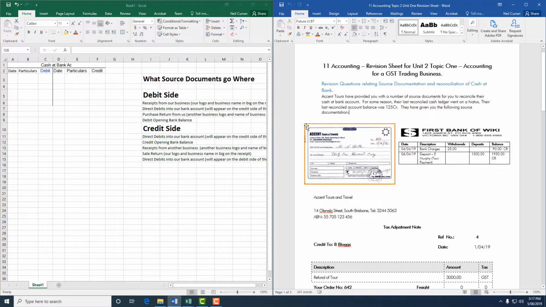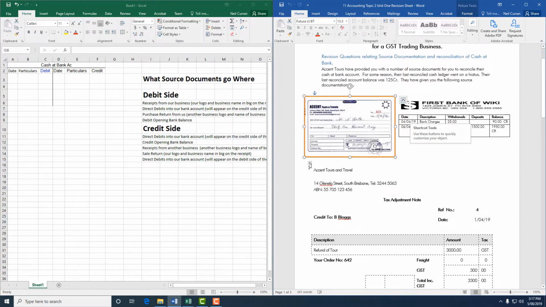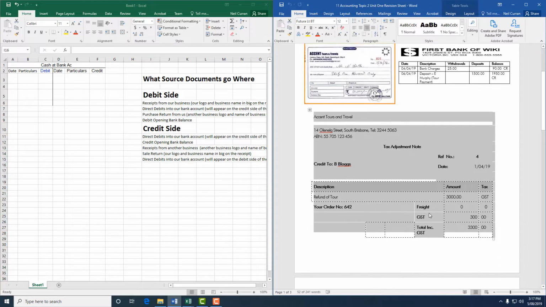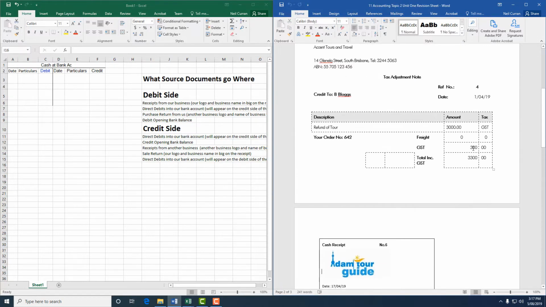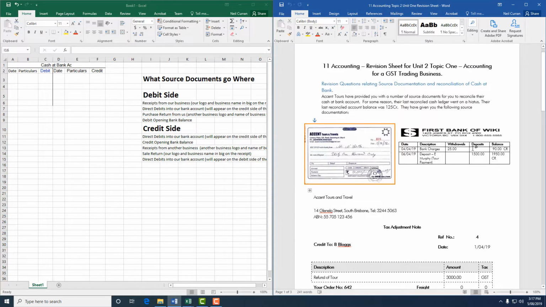Another being receipts from us, which is this one here. Another one being a sales return, which is this one here. And there are obviously some receipts from other businesses as well. So the first thing that you need to look at is where this source document is actually coming from. In order to do that, you look at the details that are on the actual source document.